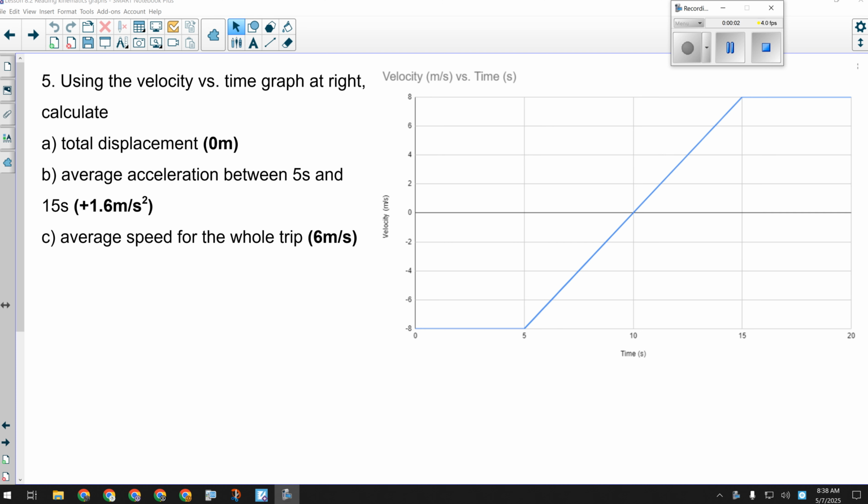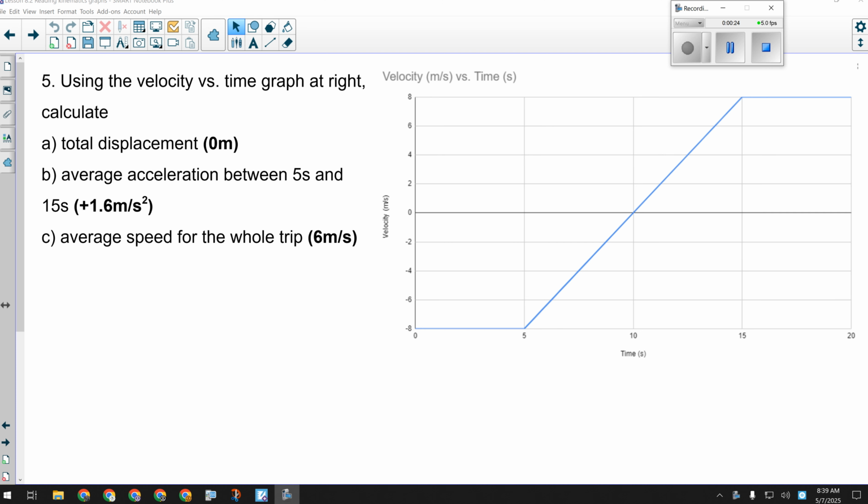Okay, so we got a velocity versus time graph. The first thing it wants us to calculate is the total displacement. Once you get good at graphs, you'll be able to look at a graph like this one and know that the displacement is 0. It comes down to not being so much calculating as recognition.